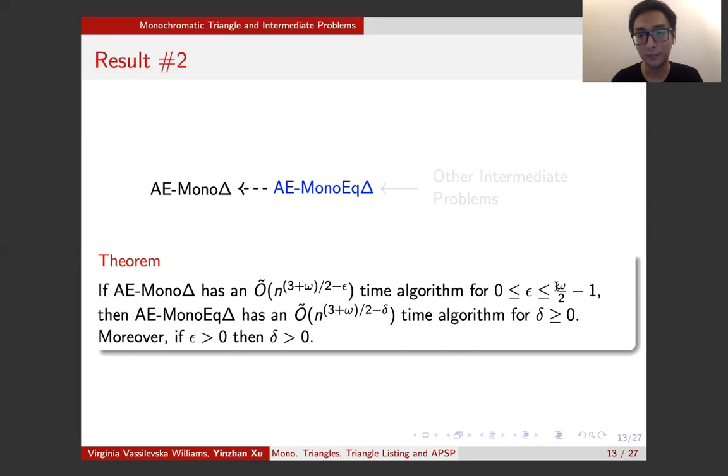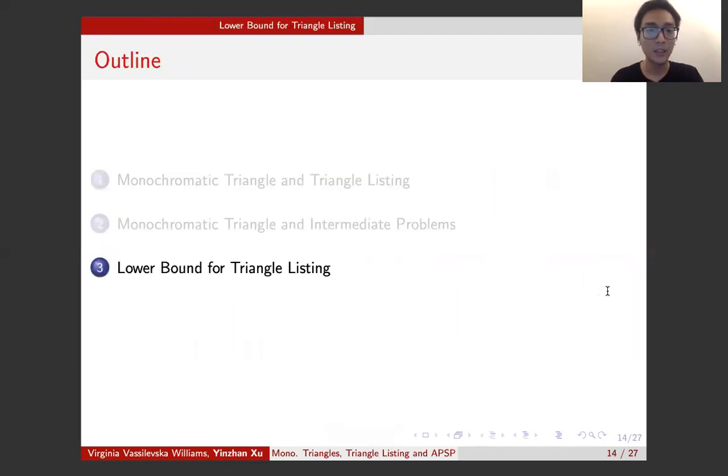However, we have this upper bound on epsilon here. So if omega is 2, this condition says that epsilon needs to be between 0 and 0. So epsilon cannot be positive in this case. Therefore, our theorem is limited: when omega is 2, this does not imply any lower bound result. Okay, so in the remainder of this talk, I will focus on proving the lower bound for triangle listing and showing how this lower bound can imply a lower bound for monochromatic triangle.